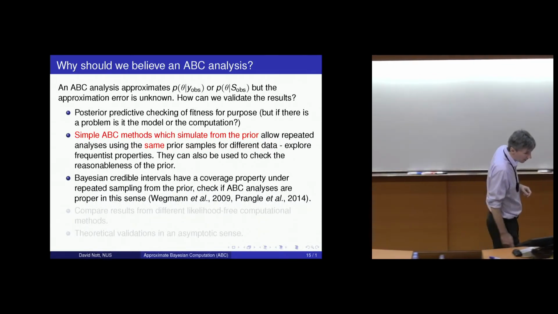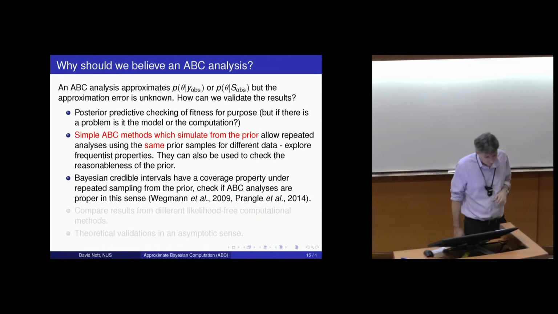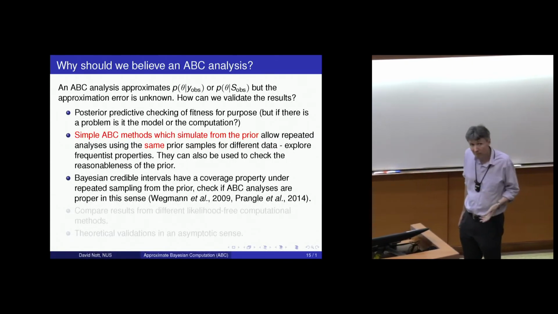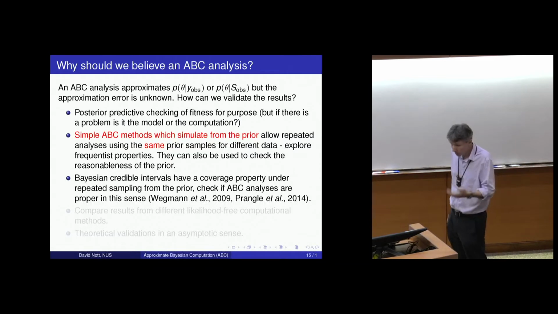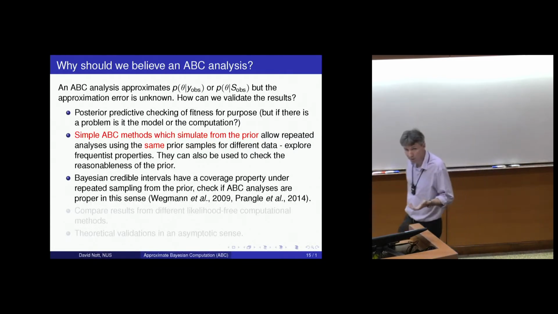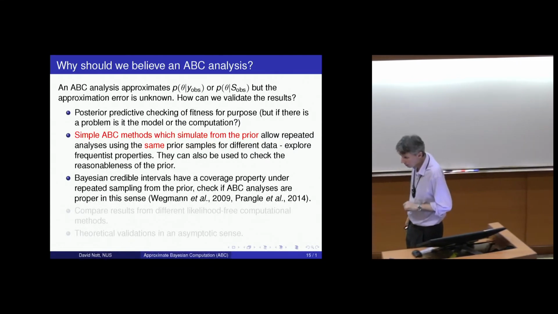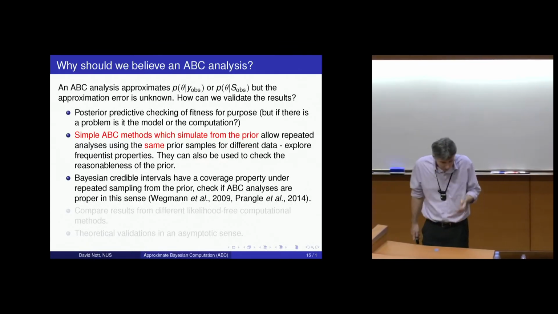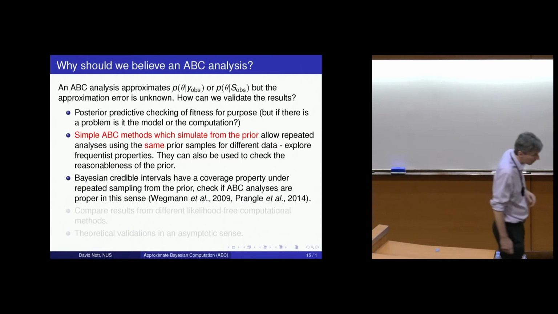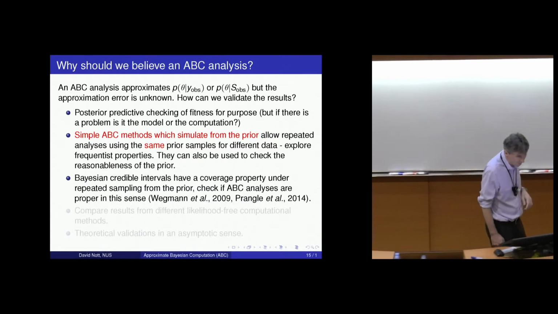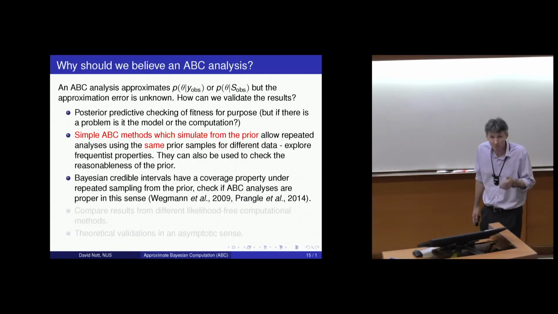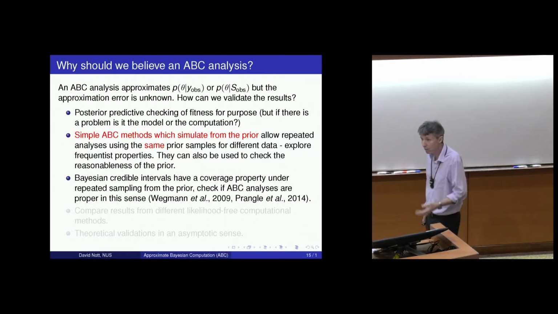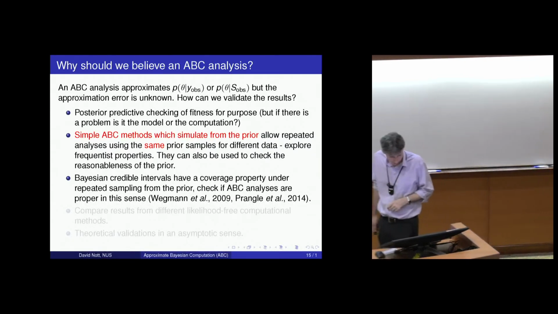Now, those 95% posterior credible intervals, under repeated sampling from the prior, should contain the corresponding true parameter values 95% of the time. That's not exactly a frequentist property. A frequentist coverage requires the coverage to match the nominal for any theta in the parameter space. Here we're just saying that under repeated sampling from the prior, we have that kind of coverage property.